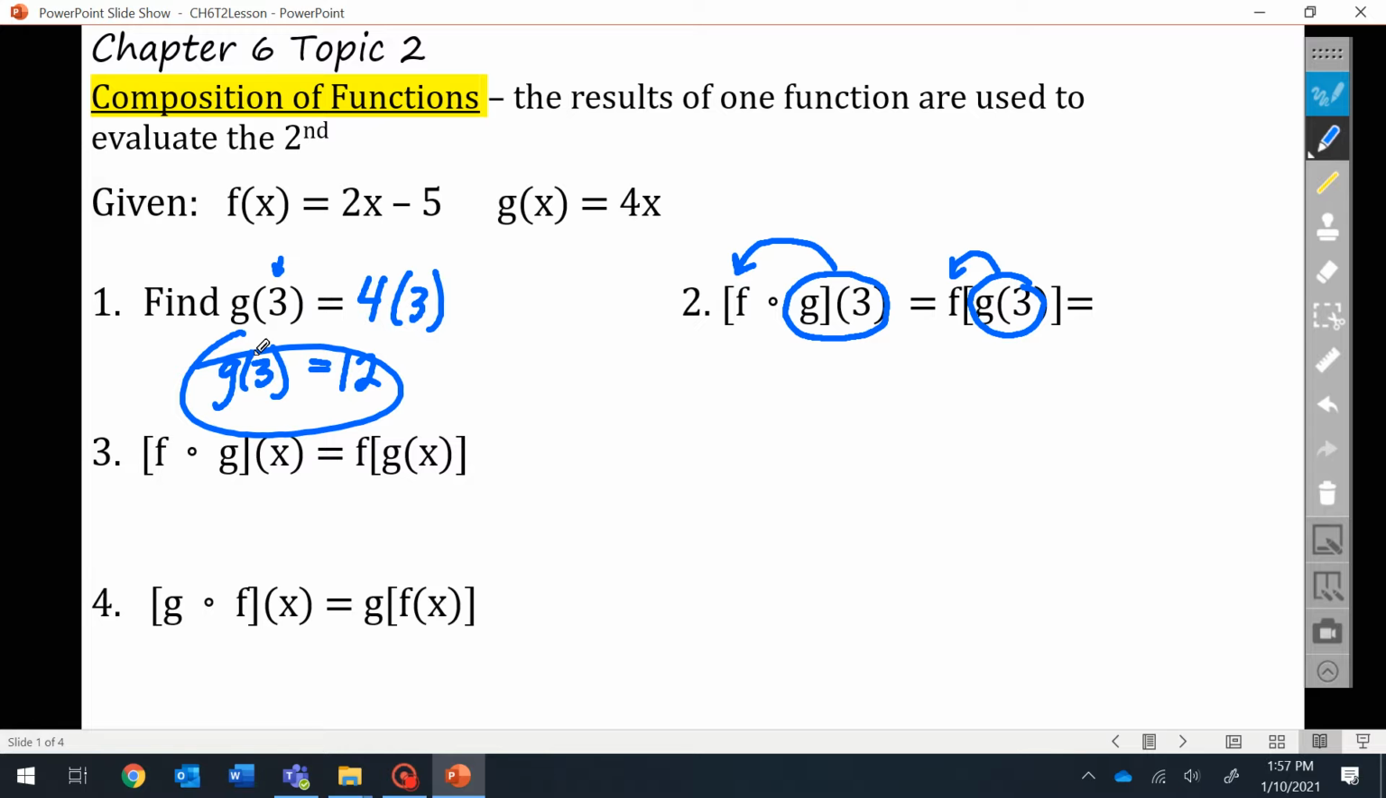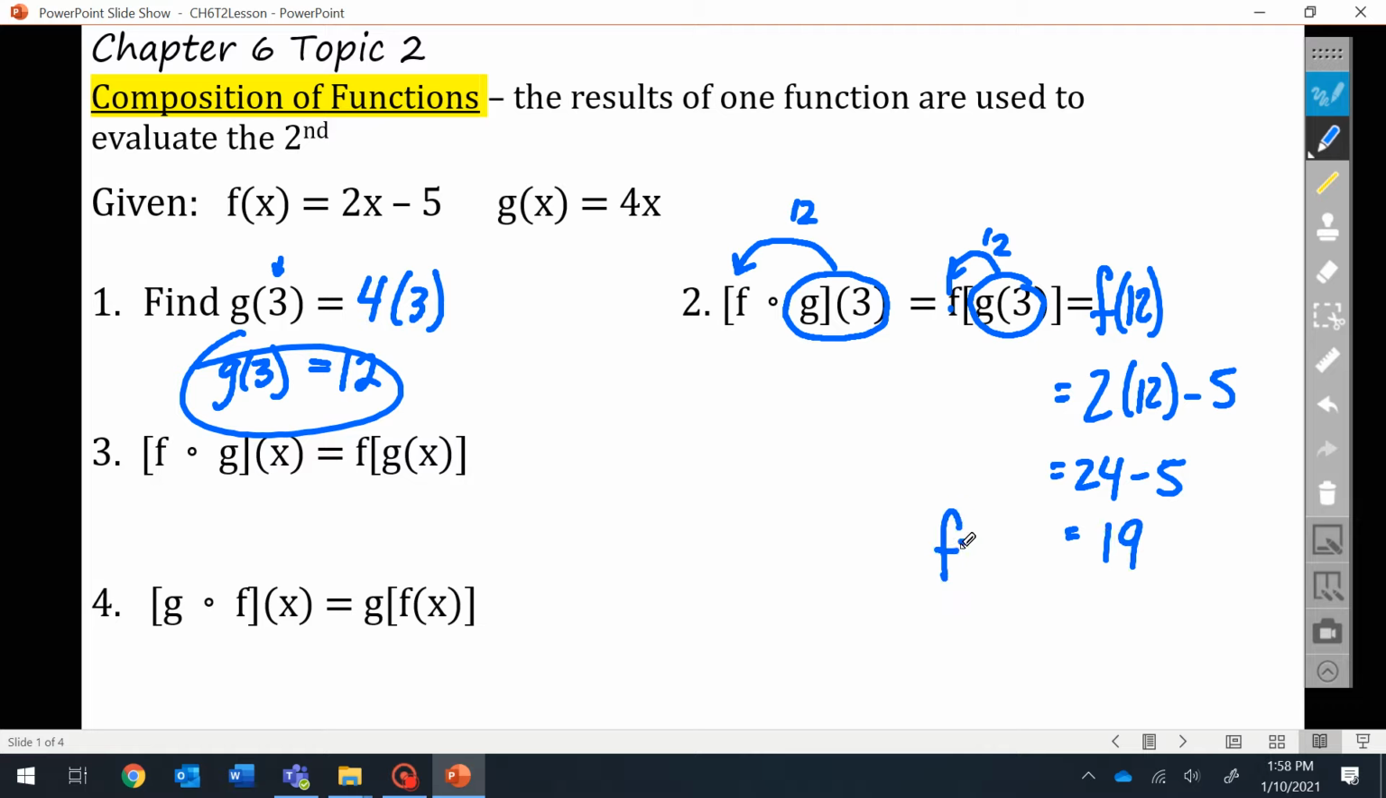Well, we already determined what g of 3 is. It was 12. So 12 is going to become the input for the f function. So I'm going to use the f function, except I'm going to substitute 12 into the equation. So f of g of 3 would really be f of 12, which would be 2 times 12 minus 5. 24 minus 5, which is 19. So we would say that f compose g of 3 is equal to 19. And that's how we perform a composition.